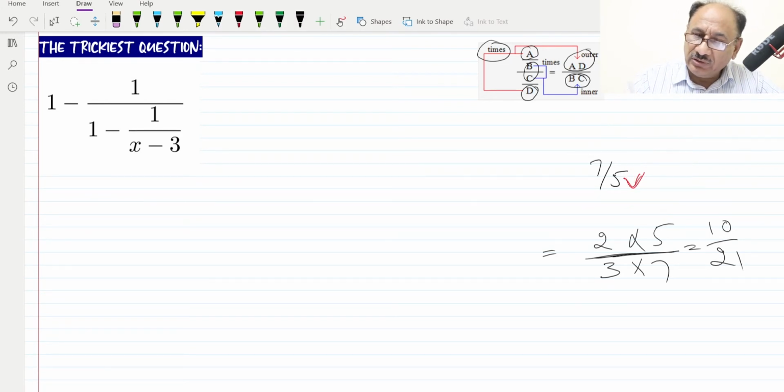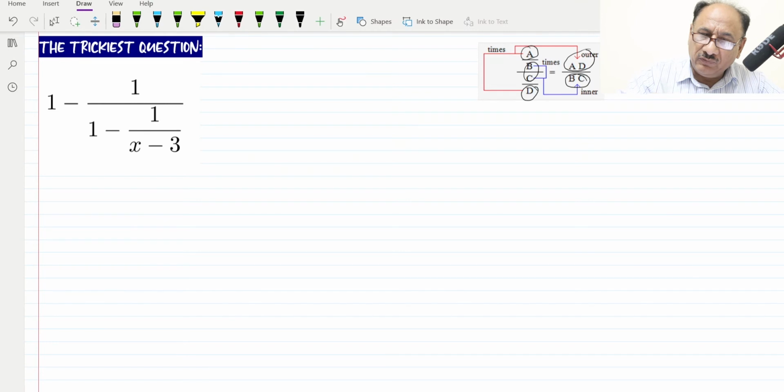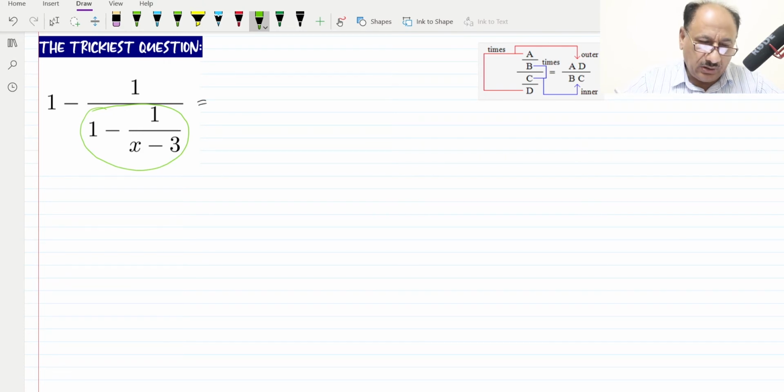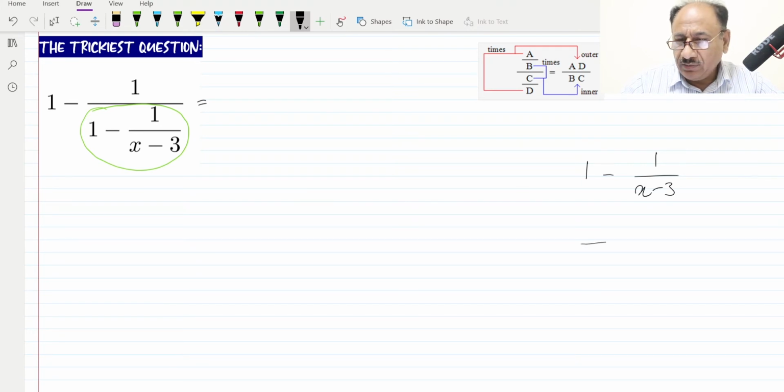Hopefully you understood this. Let us move to the question, which involves the fraction over fraction rule, so we will understand this better. First we have to solve this portion. I will write this separately: 1 minus 1 over x minus 3. We can solve this separately, and we will take the LCM. So it will be x minus 3, and here we can write 1.